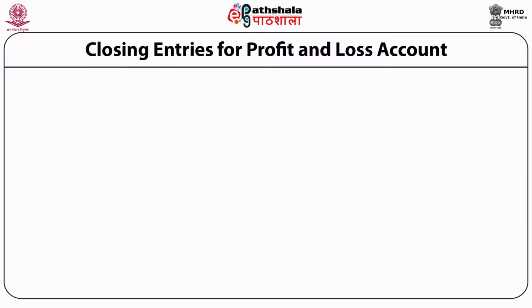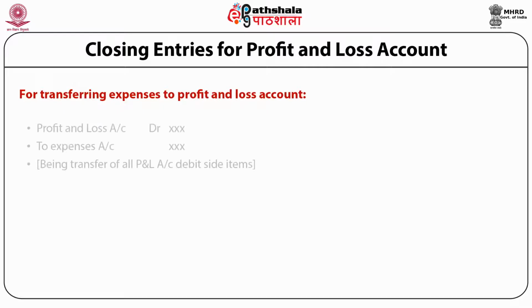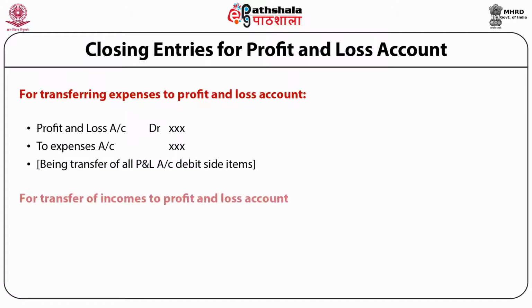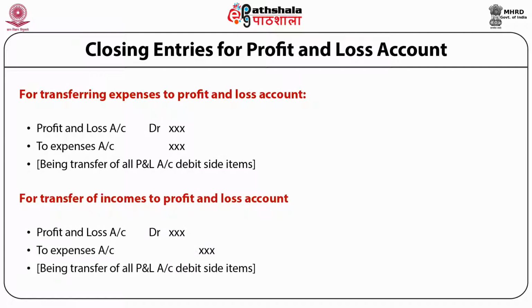Closing entries for profit and loss account. For transferring expenses to profit and loss account, we have to pass the entry: profit and loss account debit to expenses account. It means, because expenses are shown on the debit side of the profit and loss account, we have to pass the entry profit and loss account debit to expense account. For the purpose of transferring incomes to profit and loss account, the entry will be passed: income account debited to profit and loss account.